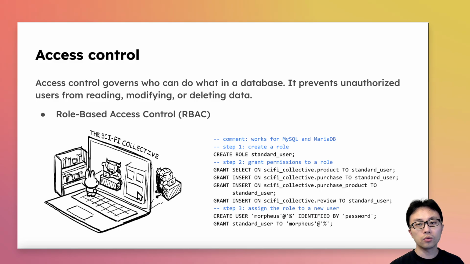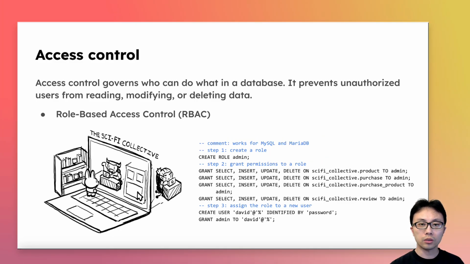Whenever you have a new user who should have this role, you will grant it to that user. For the admin role, you will follow the same three steps to create the role first, then grant different permissions on different tables to this role. In the end, when you have a new user who should have this role, you will assign the admin role to him or her.